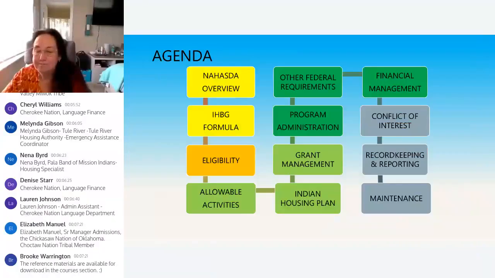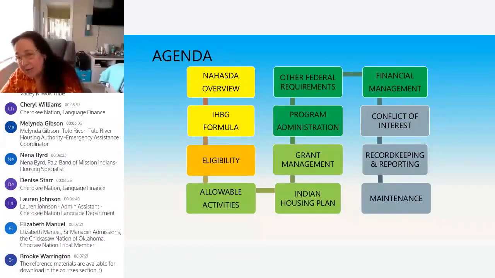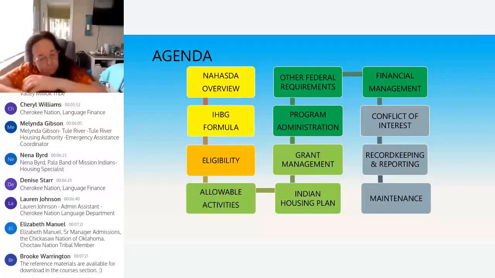So we're going to start with a brief overview of NAHASDA, okay? And then the formula. Eligibility. Tomorrow we'll get into allowable activities. Throughout the week, we're going to get into the Indian Housing Plan, the APR, grant management, your program administration, some of the other federal requirements, financial management, conflict of interest in various places, record keeping, and of course, maintenance. That's one of your biggest expenditures you're going to have within your programs.